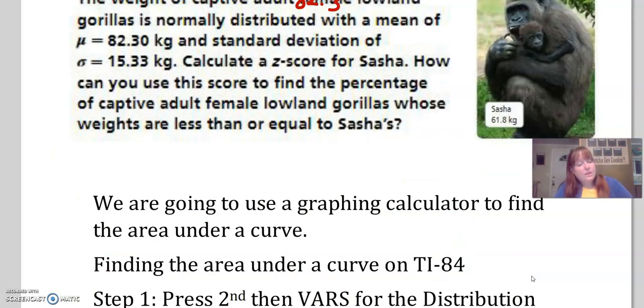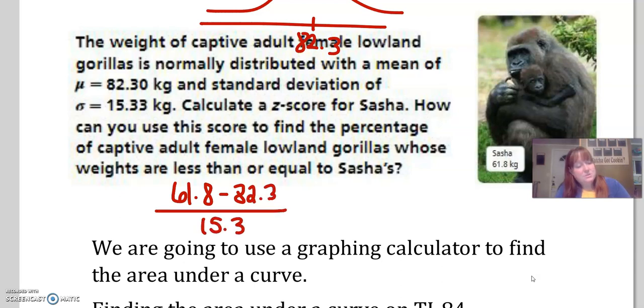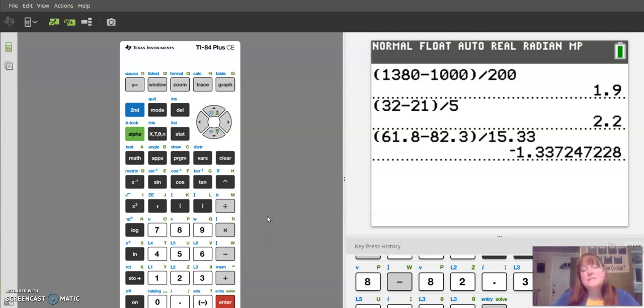So let's calculate the z-score first. So remember, we take the value, which is 61.8, we subtract 82.3, which is the mean, and we divide it by the standard deviation because we want to see how many standard deviations away from the mean she is. So here we put it in and we get a z-score of negative 1.337. Now remember, we can have a negative z-score. That means that she's 1.337 standard deviations below the mean. That makes sense because she weighs less than the average gorilla.